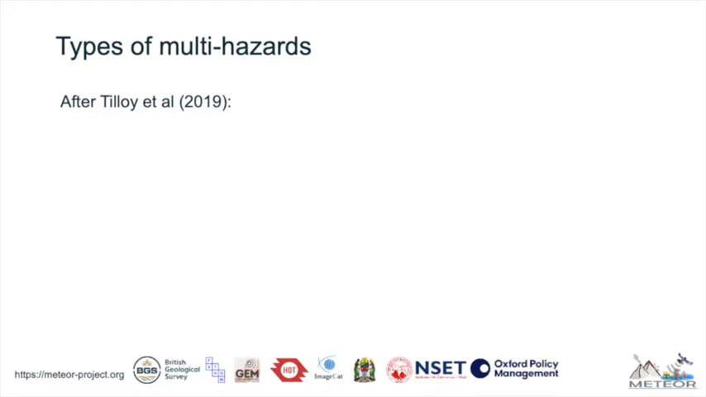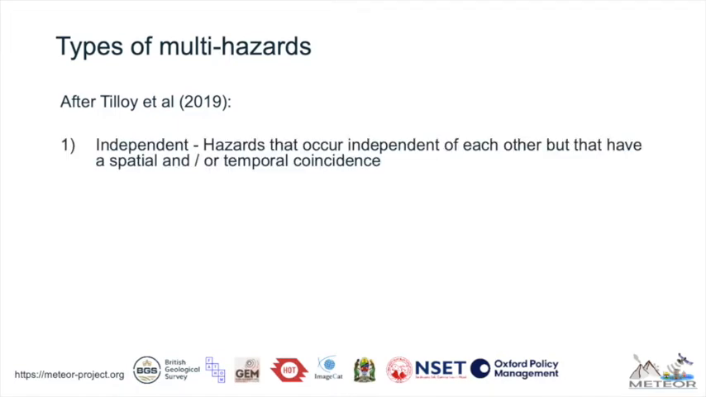The most comprehensive classification of these types of multi-hazards is a recent scheme defined by Tilloy et al. In this work, the authors define 5 different hazard interrelations that demonstrate how hazards may be related to and affect each other. The first of these types are independent hazards. Independent hazards are hazards whose causes are independent of each other, but that have a spatial and/or temporal coincidence.